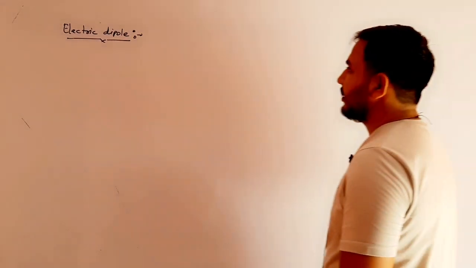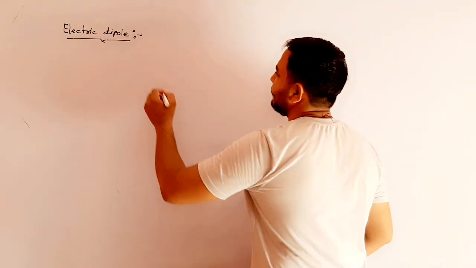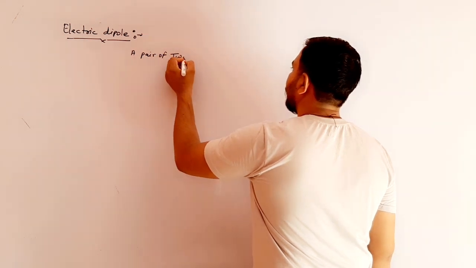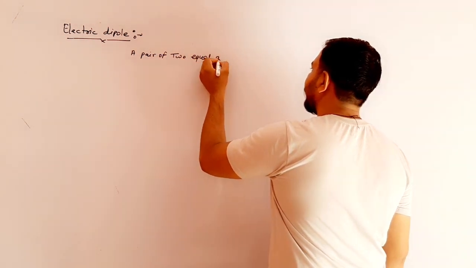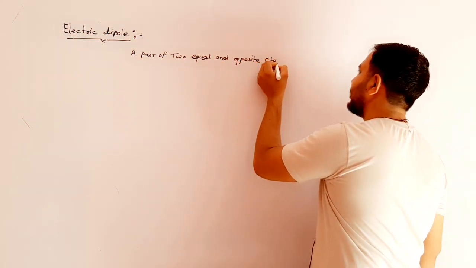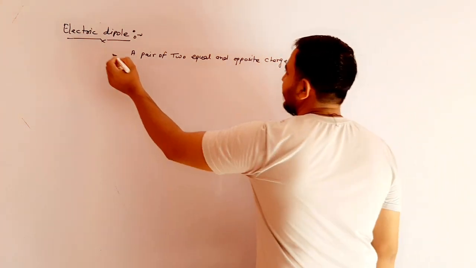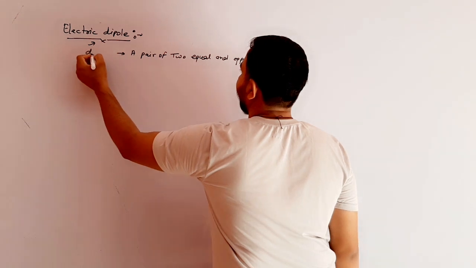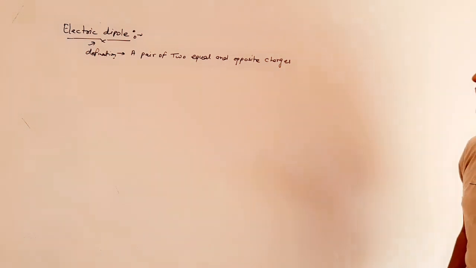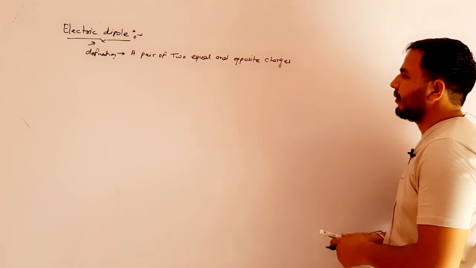Next topic is electric dipole. What is the electric dipole? A pair of two equal and opposite charges is called electric dipole. This is the definition of electric dipole. A pair of two equal and opposite charges is called electric dipole.